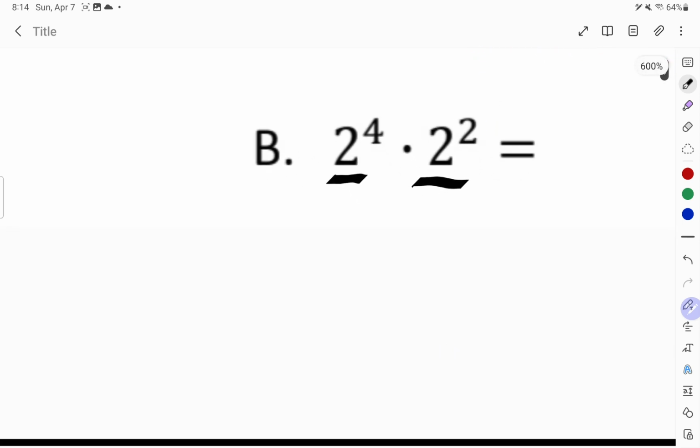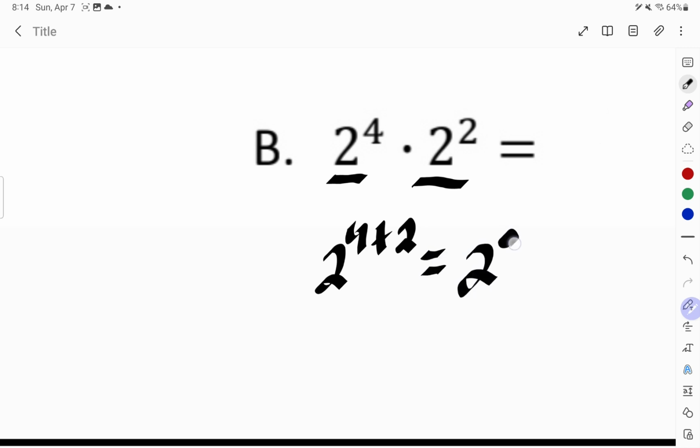So right now, I have my base of 2, so I'm going to write the base first, and then I'm going to go ahead and add both of my exponents. So 4 plus 2. That's going to give me 2 to the power of 6. And that is it. That's my answer.